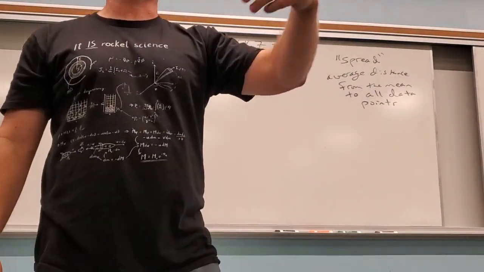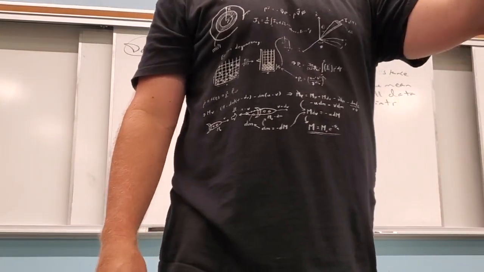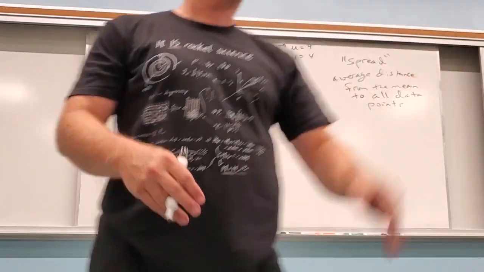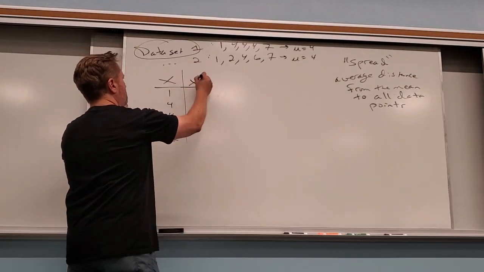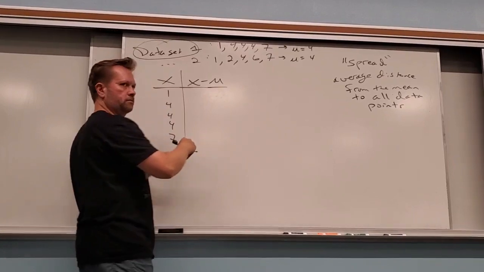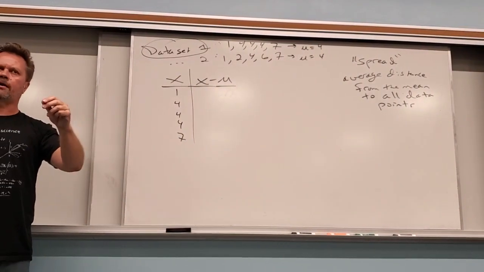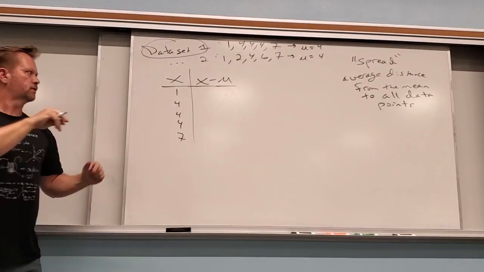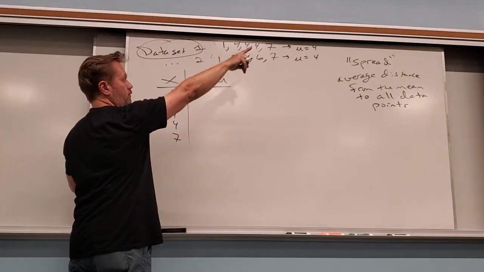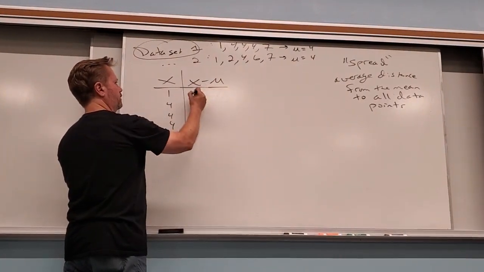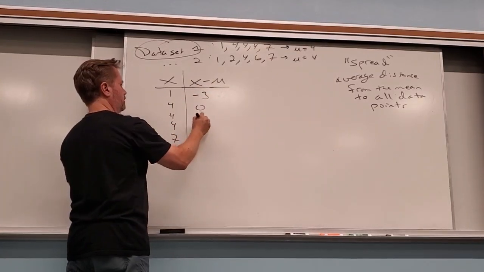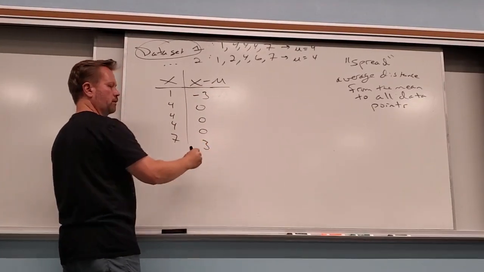What operation do I have to do to figure out how far apart two numbers are? Subtract. Okay, so X minus mu. Is that cool? That'll tell me how far data points are. Now, there's a little problem with this we're going to talk about in a second. So what was the mean again? 4. So 1 minus 4, 4 minus 4, 7 minus 4.